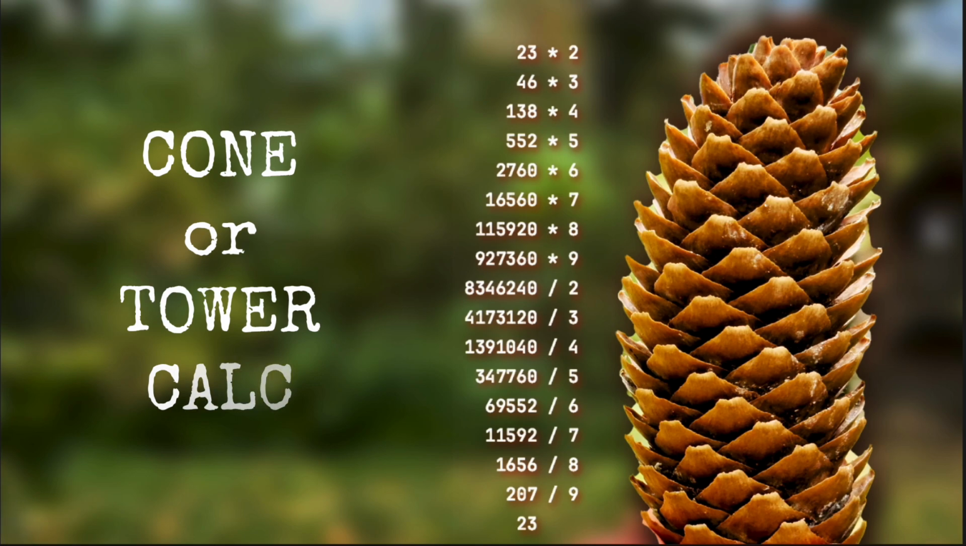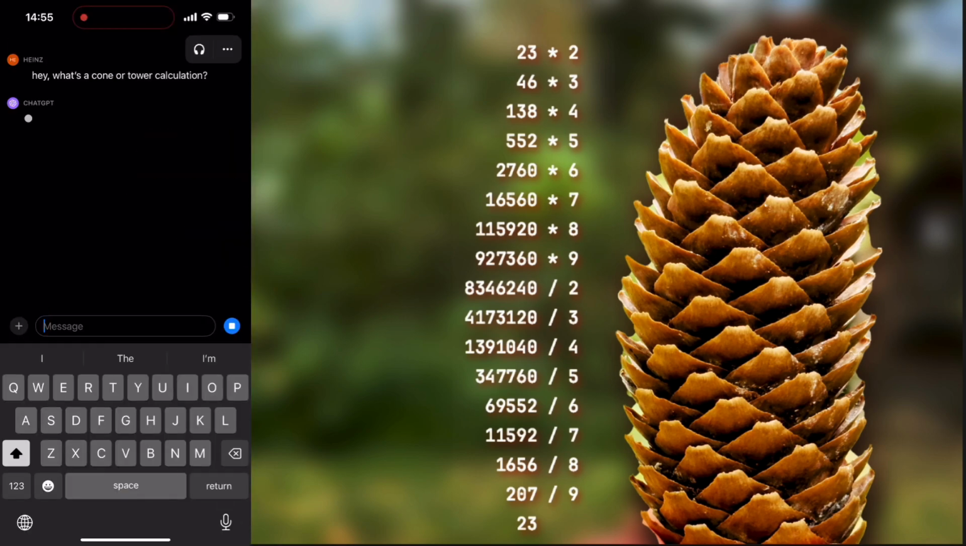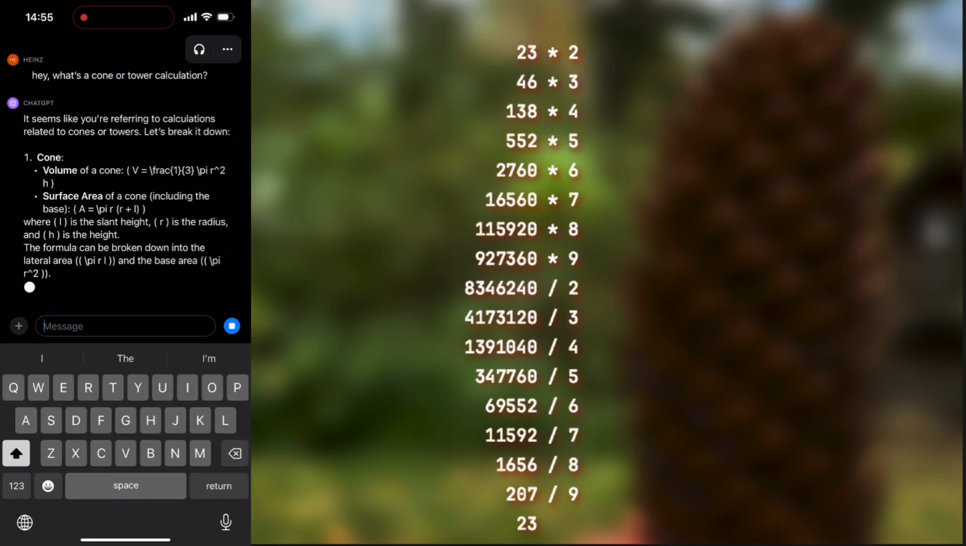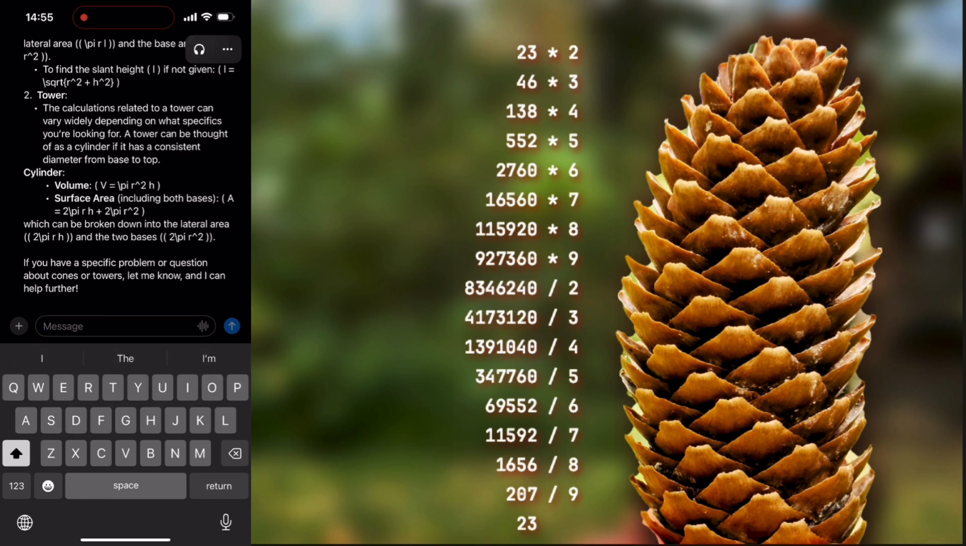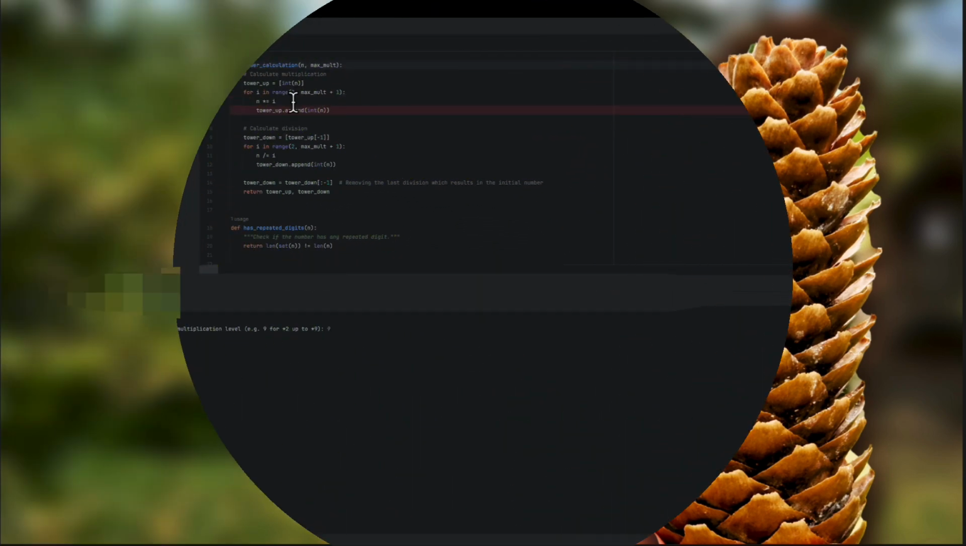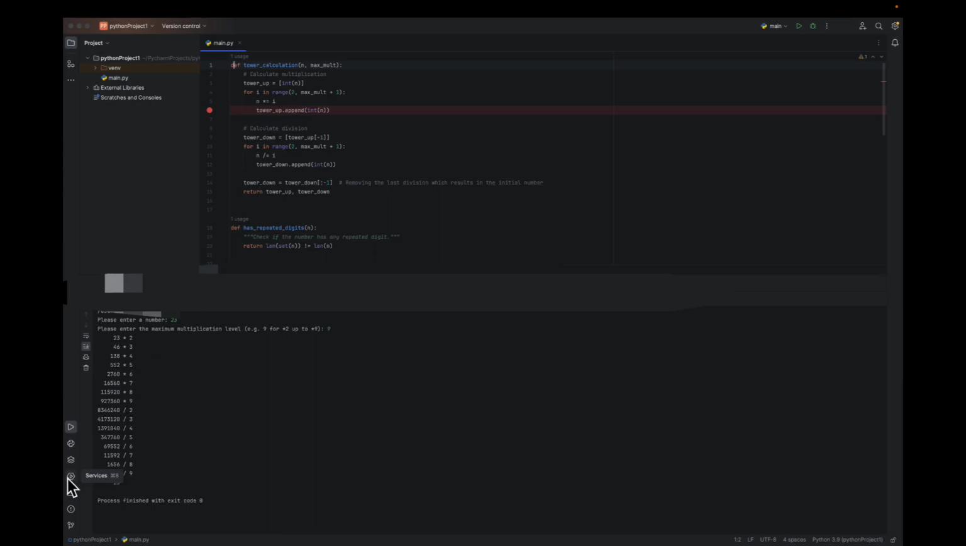And since even ChatGPT spits out only bullshit as an answer to the question, what is tower calculation? Let's go and encounter this the right way with some Python. So let's jump to some PyCharm window.